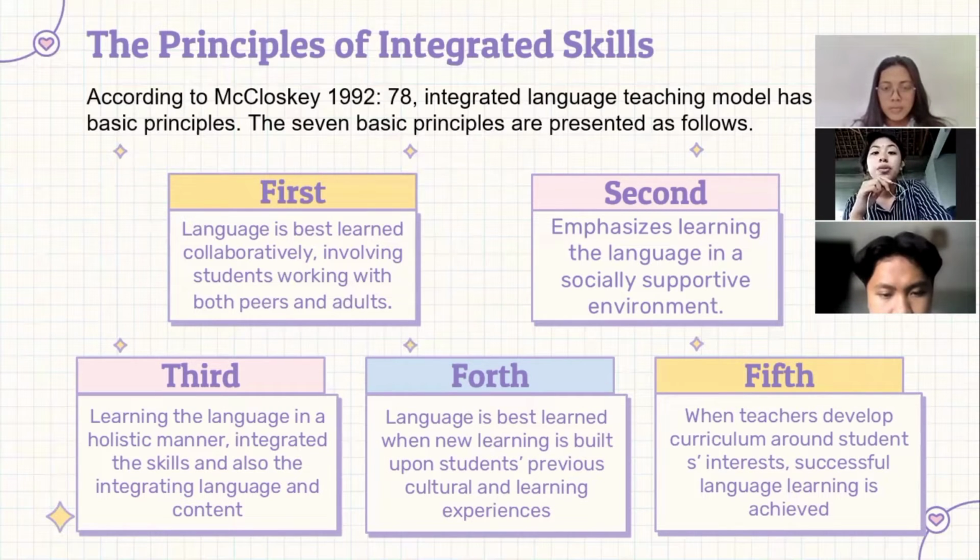The third principle puts emphasis on learning language in a holistic manner, integrating the skills like reading, writing, speaking, and listening, and also integrating language and content. This is the essence of integrated skills, which can truly help the students master English skills in a highly integrated way. Learning English cannot be focused on a single skill. In order to get the knowledge and competence of English, the integrated material must be delivered.